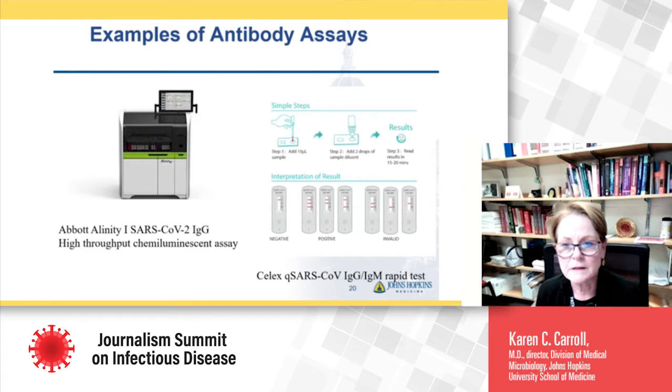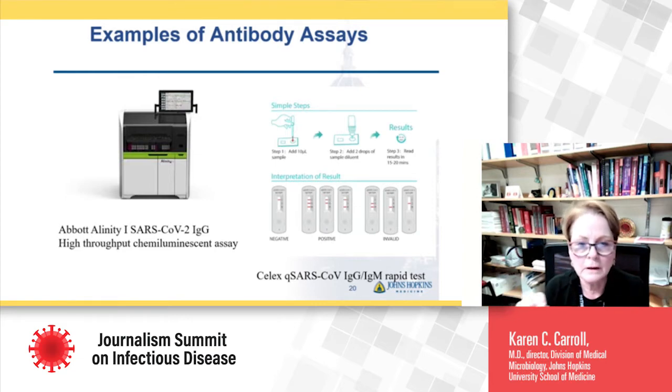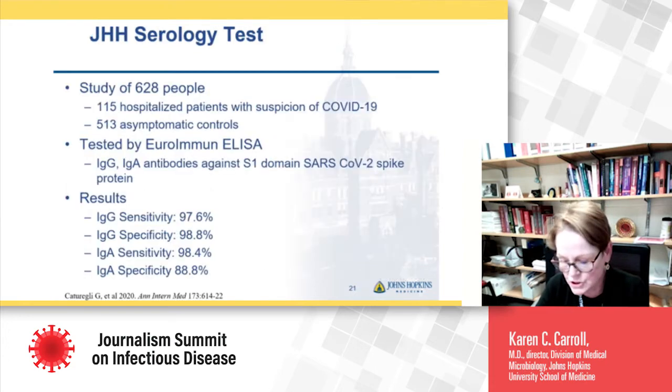Then you add the sample buffer or diluent, and then wait about 15 to 20 minutes. And then what you're looking for, as you see in the bottom there under interpretation of results: first of all, the top red line is the control line, beneath that is the IgM antibody line, and below that is the IgG antibody line. So as you can see in the second from the left, that patient has both IgG and IgM antibodies.